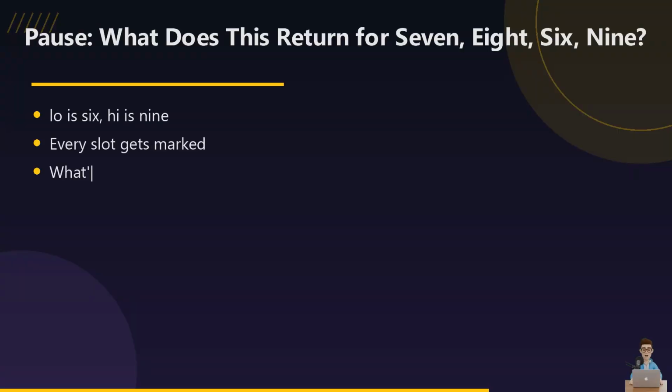Your turn. Pause the video here. Nums is 7, 8, 6, 9. Work out low, high, build the tracker on paper and flip each slot by hand just like we did last time. What do you think comes out the other end?